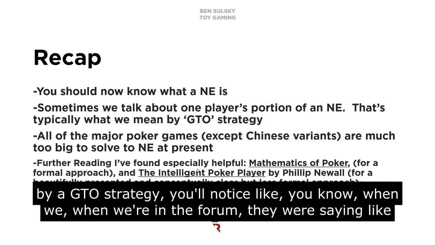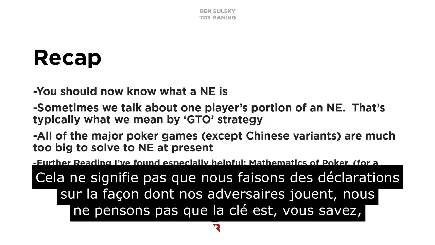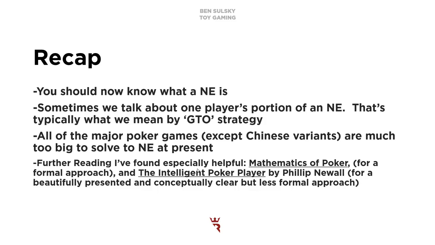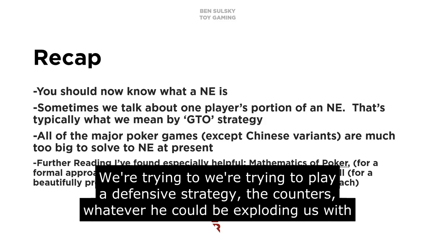You'll notice, when we're in the forums, when we say, this is my GTO strategy for this spot, that doesn't mean that we're making any assertion about how our opponent's playing. We don't think that he's trying to play optimally as well. He might or he might not be. And even if he's trying to be, he won't actually be playing optimally. It just means that we're playing as if he was playing optimally. We're trying to play a defensive strategy that counters whatever he could be exploiting us with.